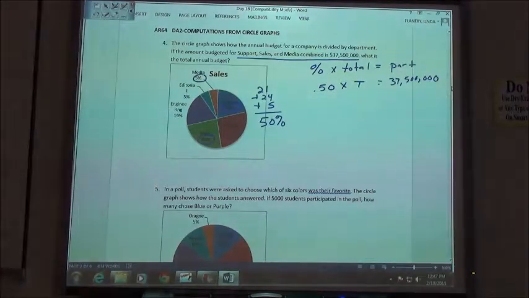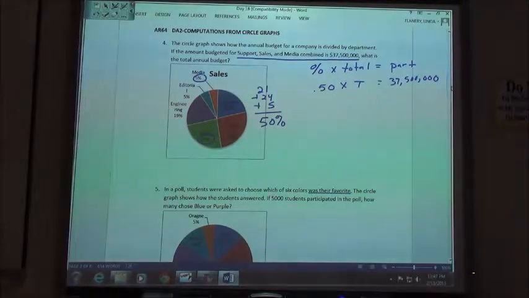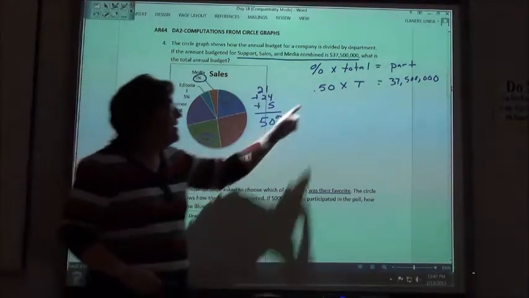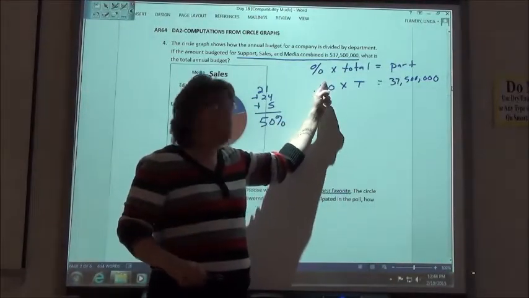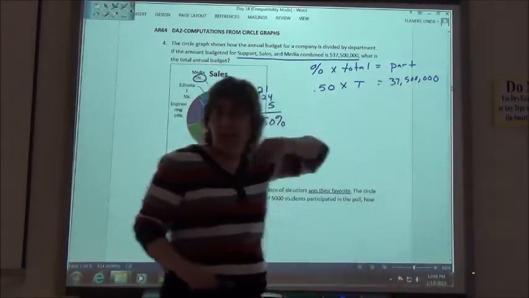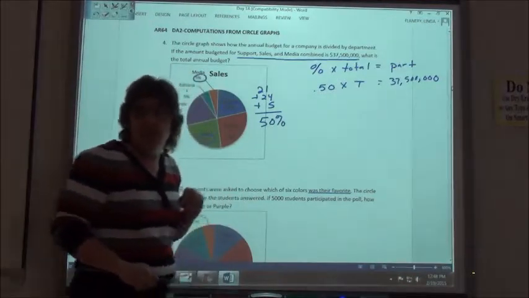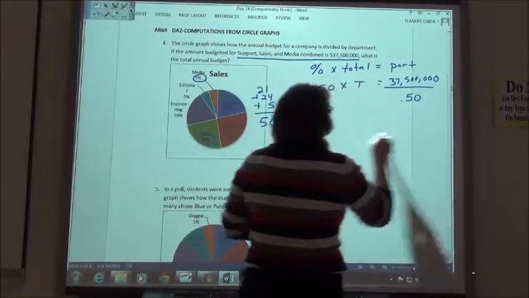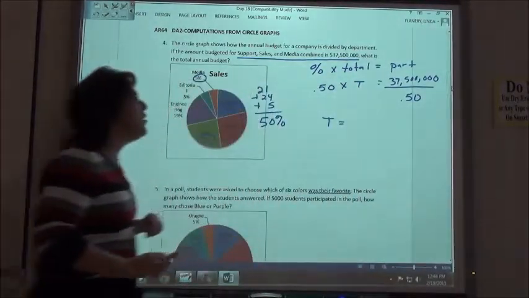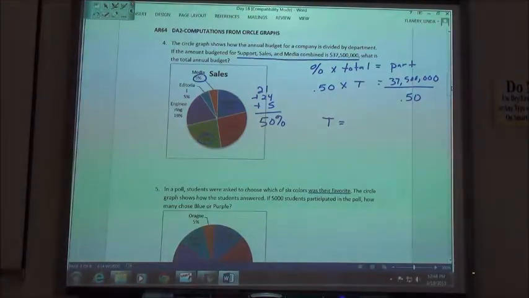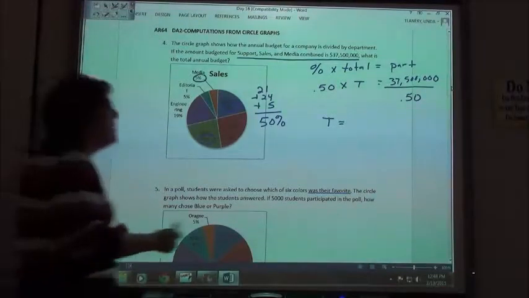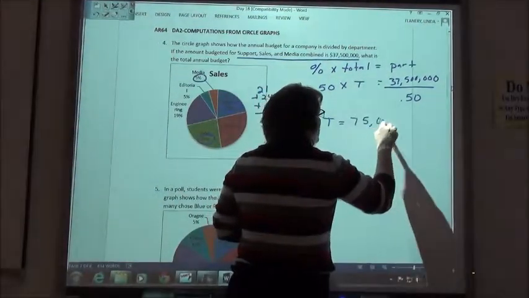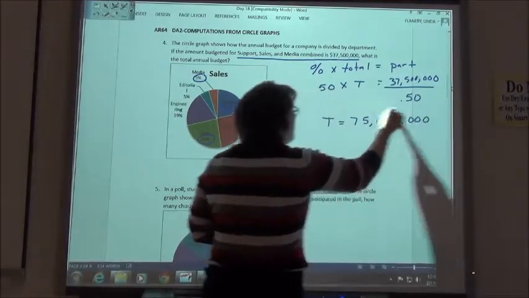And if I want to solve that for the total, then I end up having to do what with my 50%? Divide. This is showing multiplying, so if I'm going to solve this, I end up having to divide by that value, right? Because I have to move it to the other side. So the total of our entire pie chart, if I take 37,500,000 divided by 0.50, is 75 million. Right? The total of my pie chart should be bigger than the part I spent on those three things.